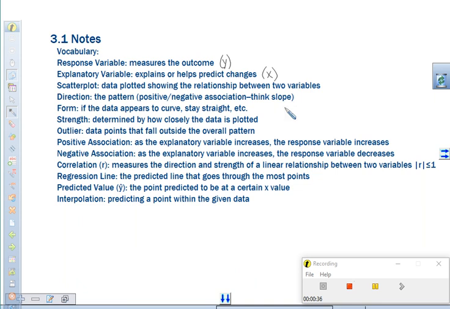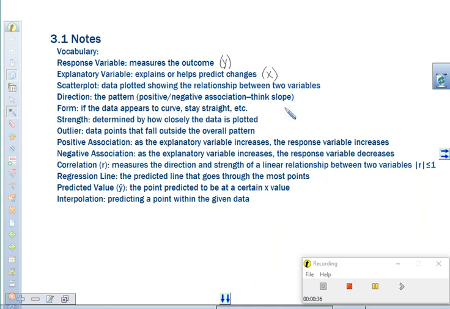A scatter plot is just data plotted, usually on a Cartesian plane, usually only in the first quadrant, showing the relationship between two variables. So when we plot one on the X and one on the Y, we can see how they're related. Direction, just think if you were to draw a line, what kind of slope does it have?